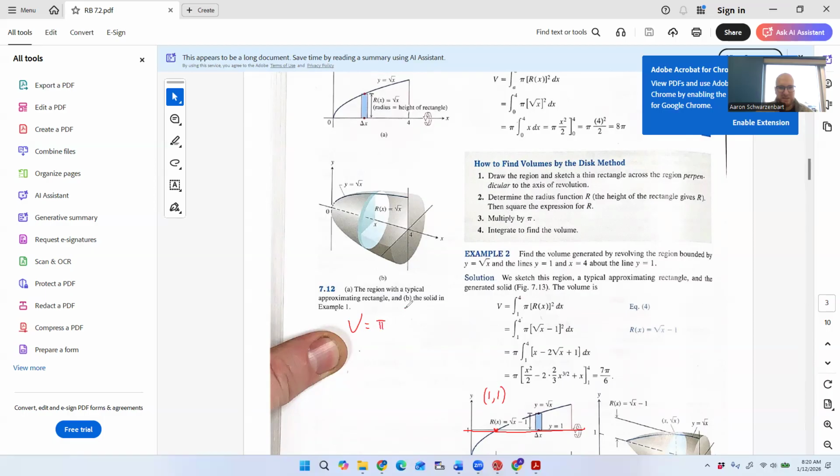So pi integral from 1 to 4. My radius, though, instead of being square root of x for my y coordinate, it's square root of x minus 1. If I need to do this by hand, they foiled it out. Definitely the easier way. Does that make sense? If you're integrating and you got a squared, FOIL it out.